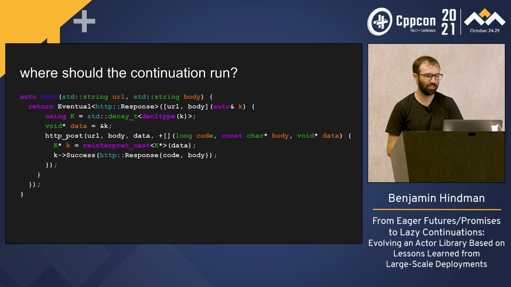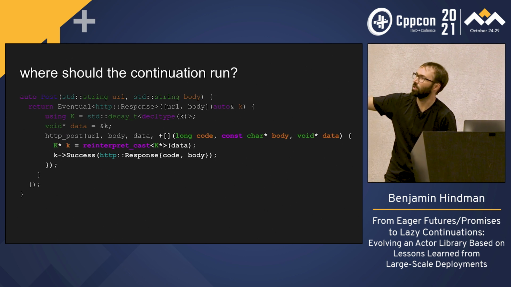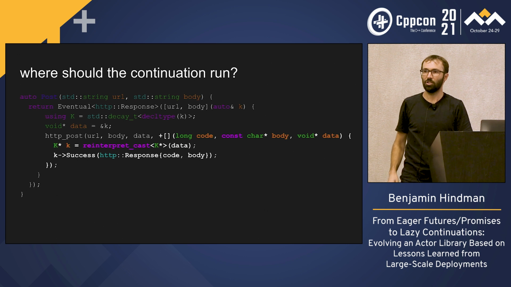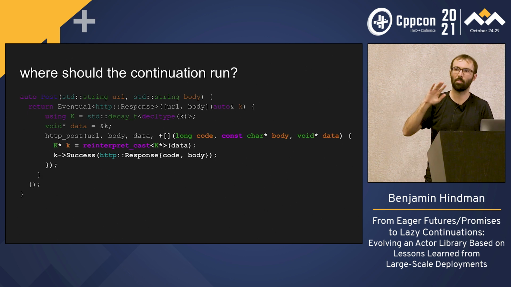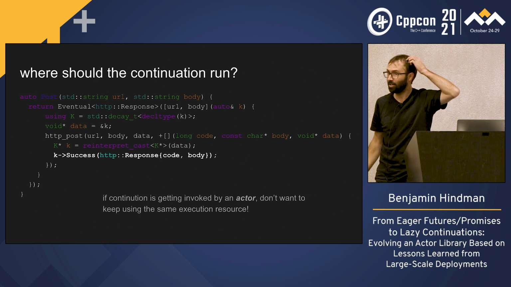Okay, all right, so scheduling. We run into a really interesting situation that we ran into with futures promises as well, which is where should the continuation run? In particular, when my event loop is done doing HTTP post and it wants to call kSuccess, should it just call kSuccess? Should it use the same execution resource that it was using when it got to this place? It's the exact same problem that I had with promises that we were talking about earlier. If it's using the event loop, that's really unfortunate. That's probably not what we want. We want to get off the event loop. The whole point of the event loop is so it can process events. So if we keep executing a bunch of things in the event loop, that's no good. And if it's an actor, we also want to get off the actor, right?